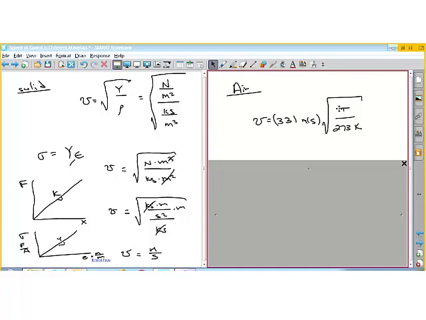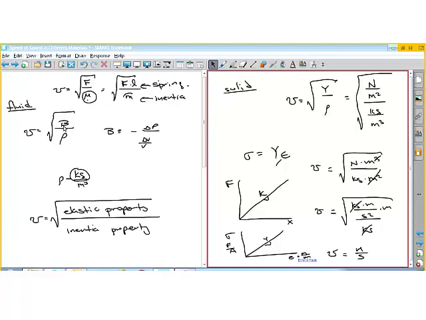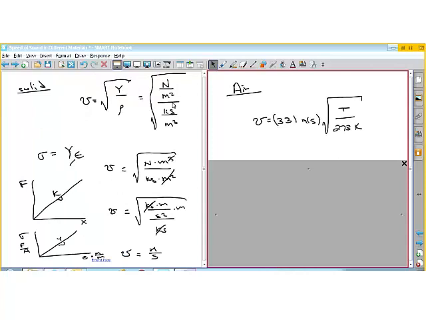Okay, so why is it a function of temperature? Well, if you go back to this equation, the bulk modulus doesn't really change with temperature, but the density does. The density changes linearly with temperature, and so you take the square root of that to find the effect of temperature on the speed of sound.